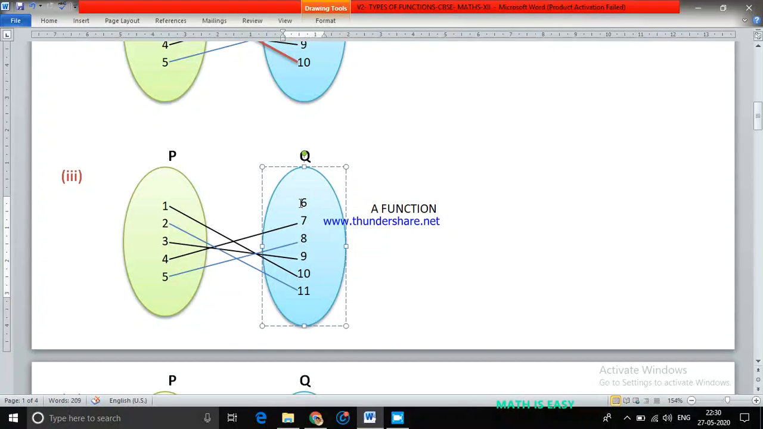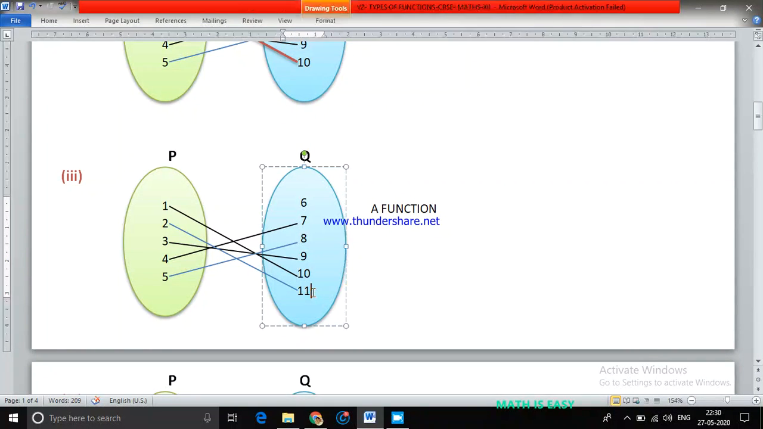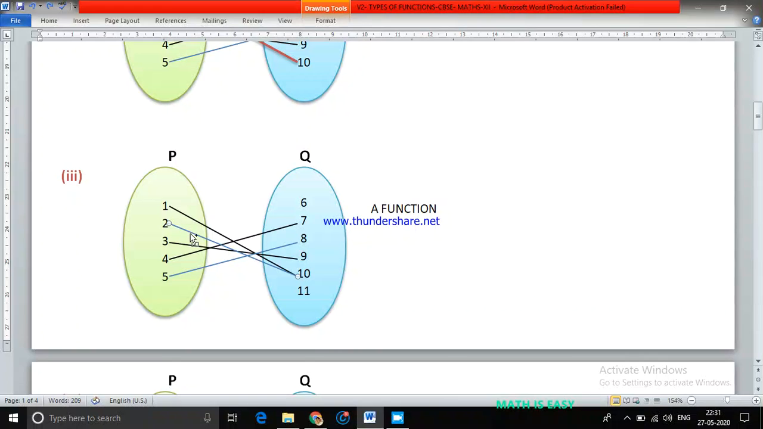Why is it not an onto function? Because there is an element 6 which has not been mapped by any element of P. So hence it is not an onto function. So you can say this is an example of a function which is 1-1 but not onto. Now if they ask you to give an example of a function which is not 1-1 but it is onto, what do you say? So think of it.